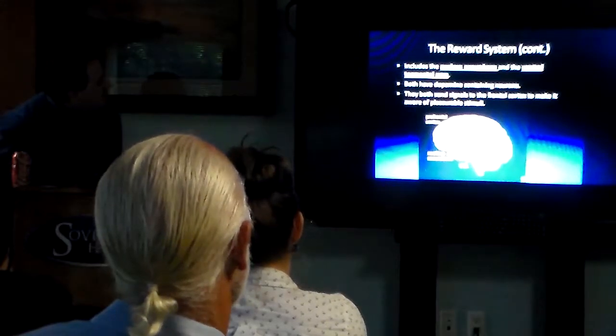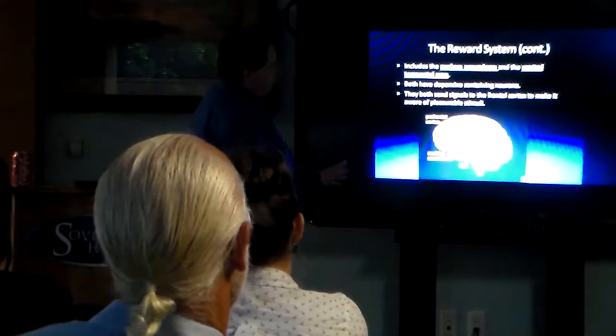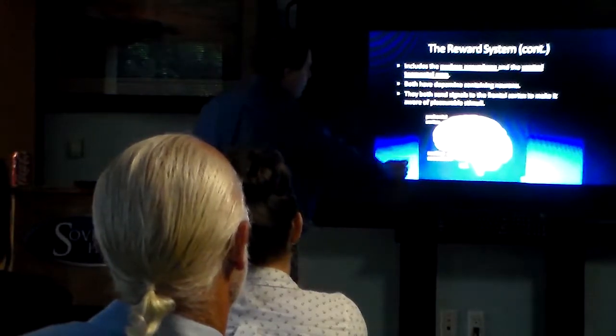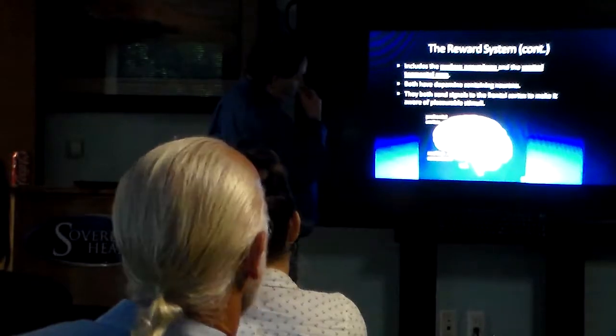So right over here we can see, I don't know how well you can see it here, I'm going to show you this on something else, but the nucleus accumbens, that gives you an idea of where it is in the brain. I'm going to show you something else that's going to give you a better idea.